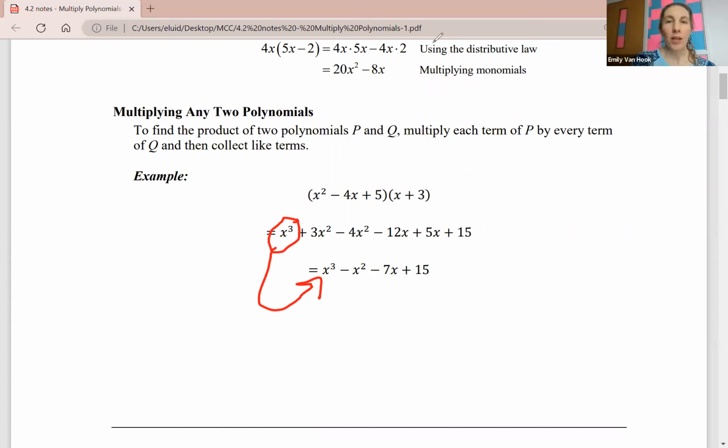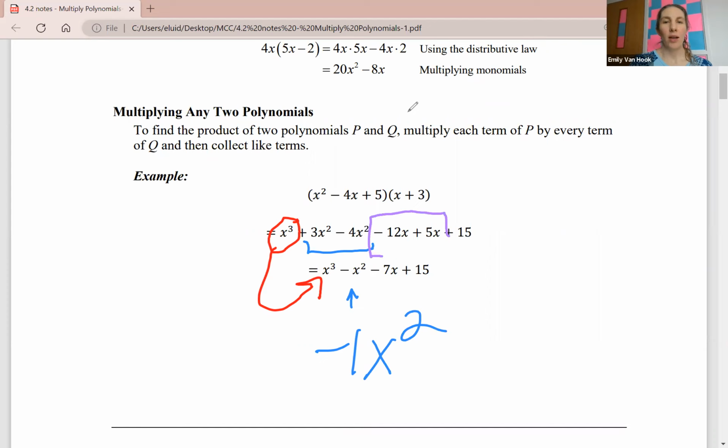The next terms that we can combine are the ones with x squared. So the ones with the degree of 2, 3x squared minus 4x squared would be minus 1x squared. So you see, we just wrote minus x squared, but you can write that 1 if you want to. You could write minus 1x squared. That's still correct.